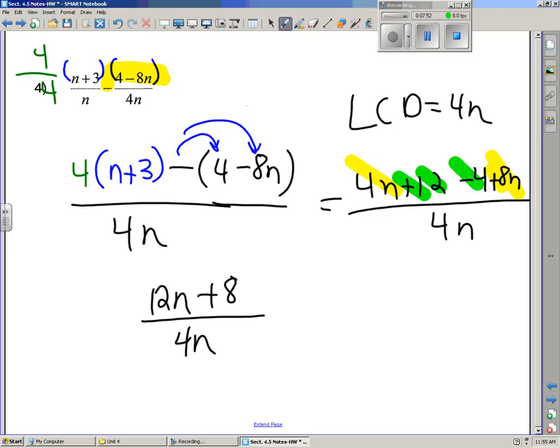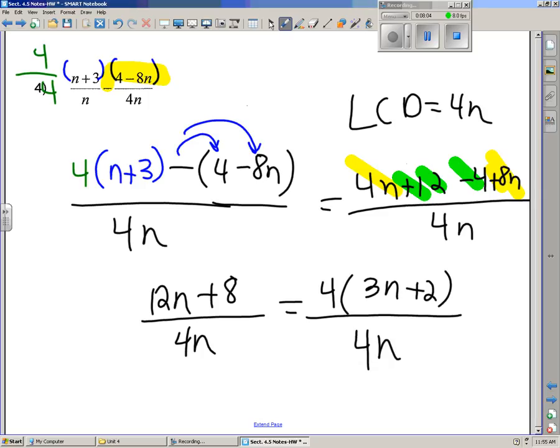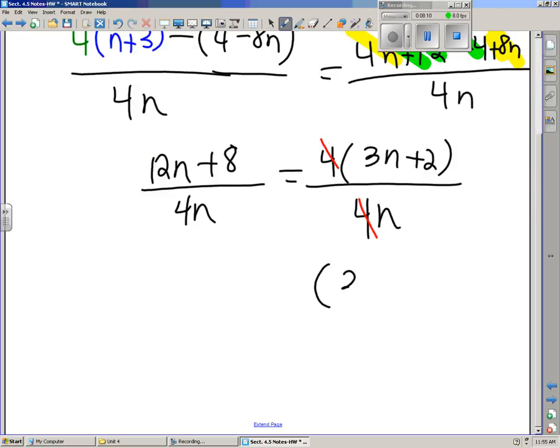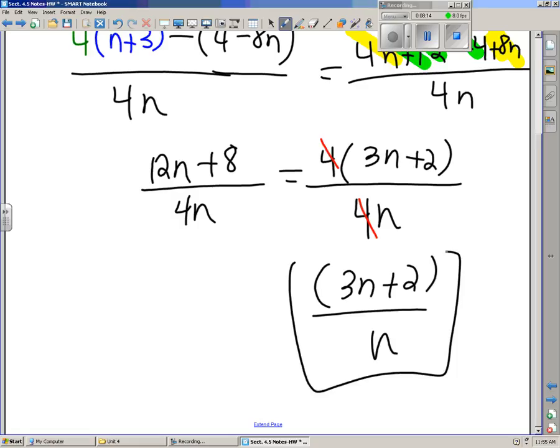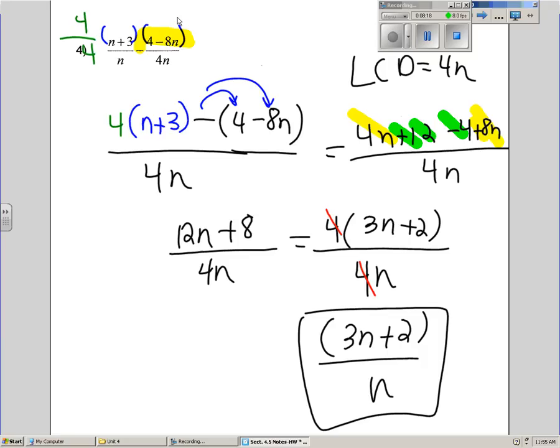There is a GCF on the top. I can factor out a 4, being left over with 3n plus 2. On the bottom, I've got 4n. And these monomials can wipe each other out, with a final answer being parentheses 3n plus 2 over n. Make sure you're good with that before you move to the next one.